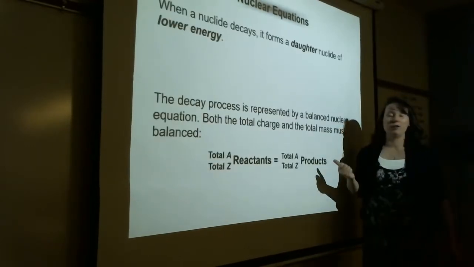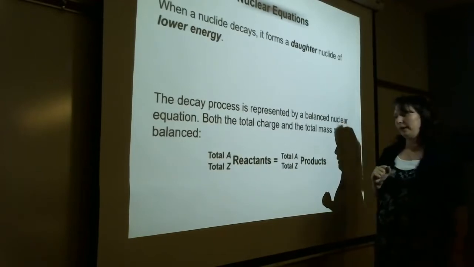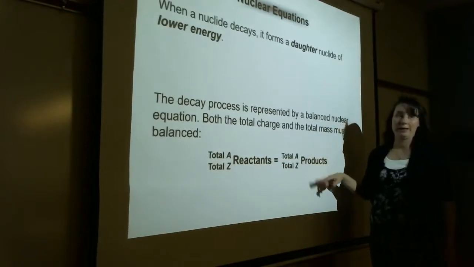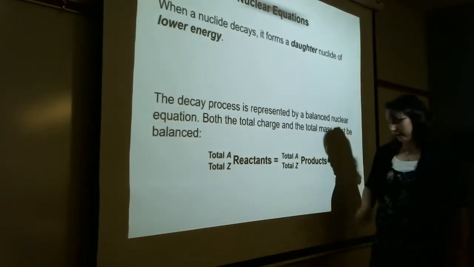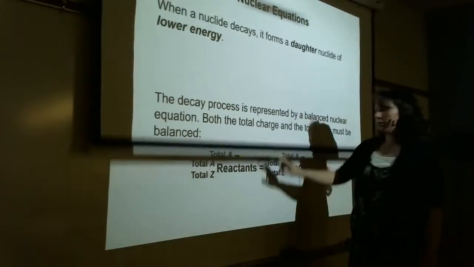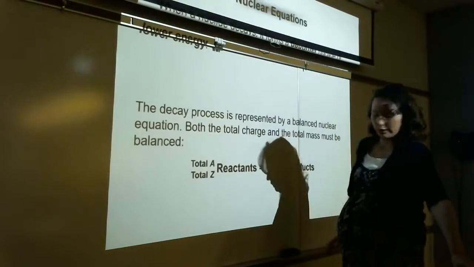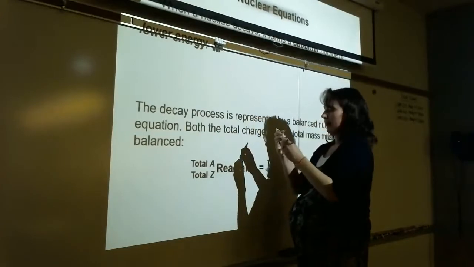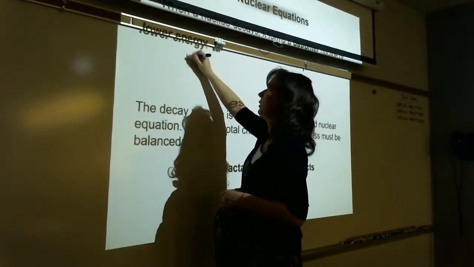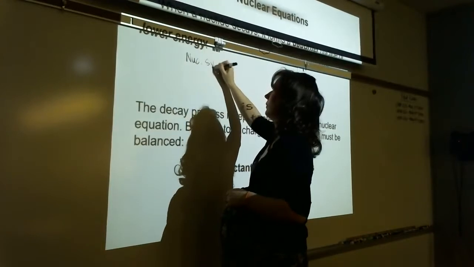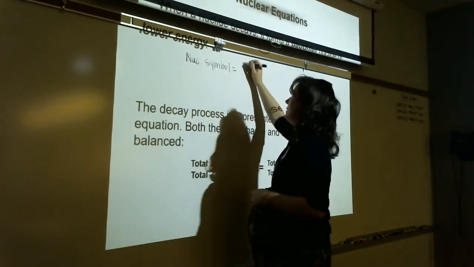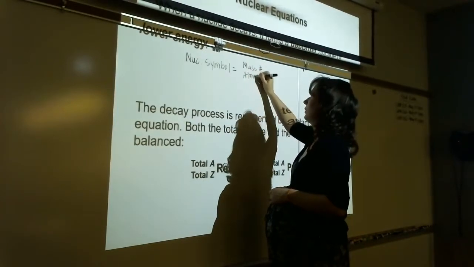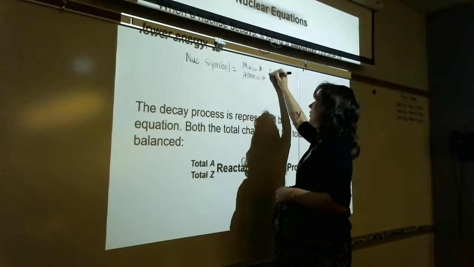Now, the law of conservation of mass still applies, okay? The total mass of the reactants is still going to equal the total mass of the products. Now, if you think back to the very beginning of the school year in Chem 1, when we learned how to write nuclear symbols, right? A nuclear symbol is the mass number over the atomic number, and then the symbol.